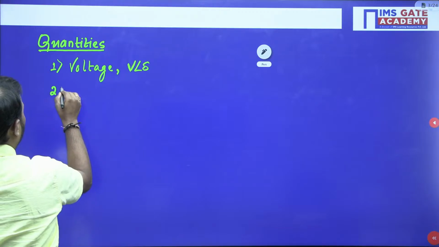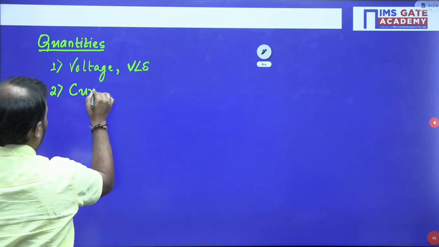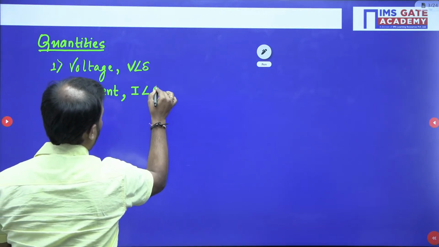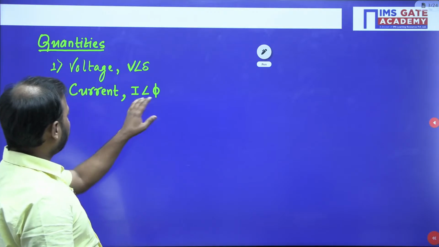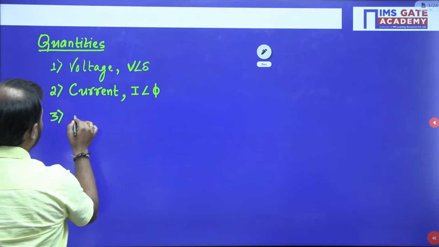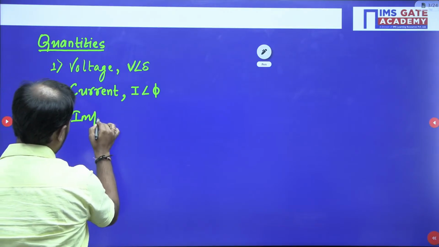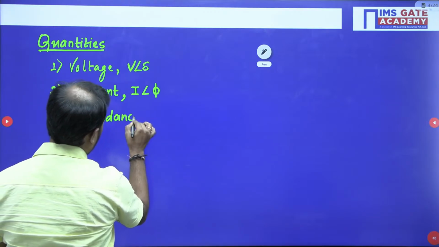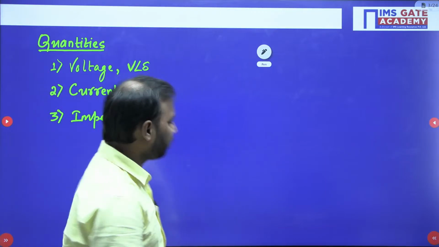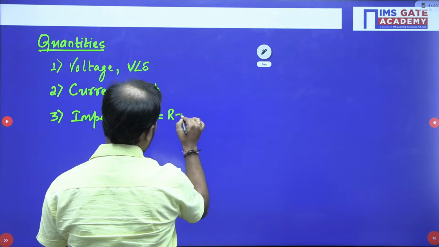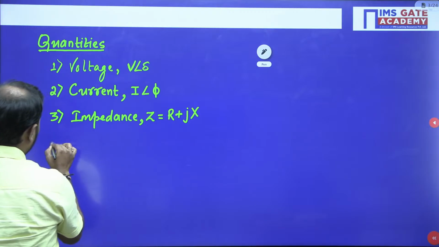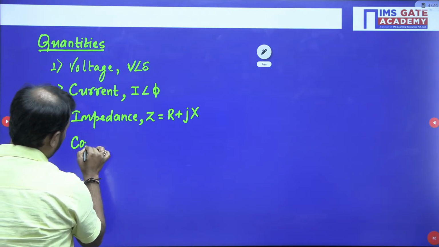Second one is the current. So I at an angle phi, where phi is the phase angle of your current and this I is the magnitude. Third one is your impedance, which is nothing but your Z, and we know that this has a real and imaginary part, which is nothing but R plus jX.